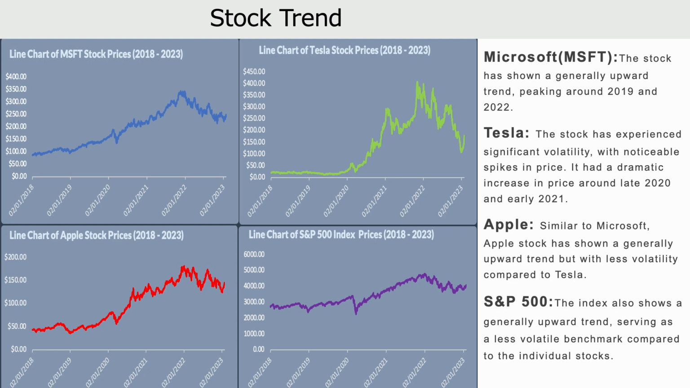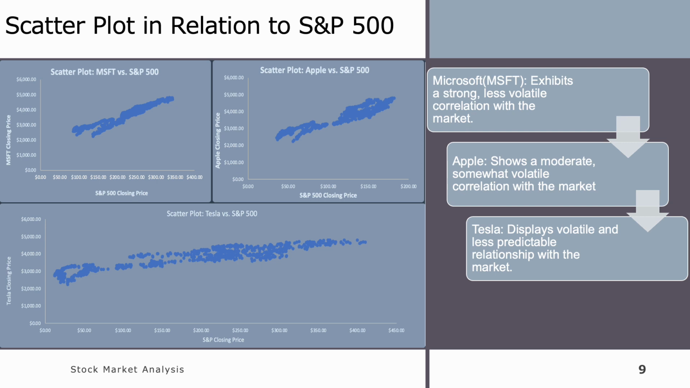Tesla has experienced significant volatility with noticeable spikes in price. It had a dramatic increase in price around late 2020 and early 2021. Apple has shown a similar trend to MSFT because the trend is generally upward, but it has less volatility compared to Tesla. The index S&P 500 has shown a generally upward trend, serving as a less volatile benchmark compared to the individual stock. I used the scatter plots to show the relationship between each stock and the market.